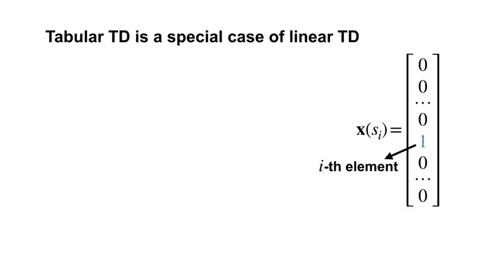Imagine we have a tabular state representation. Only one feature will be equal to 1, corresponding to the current state, and the rest will be 0. The value approximation for a state is equal to the weight associated with the current state. We can therefore think of the weight vector as just a table of values, one for each state.